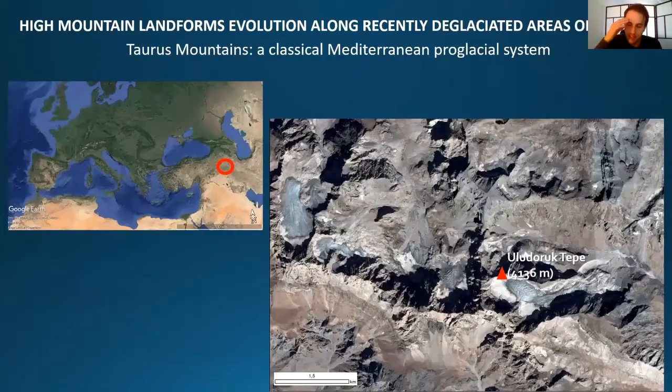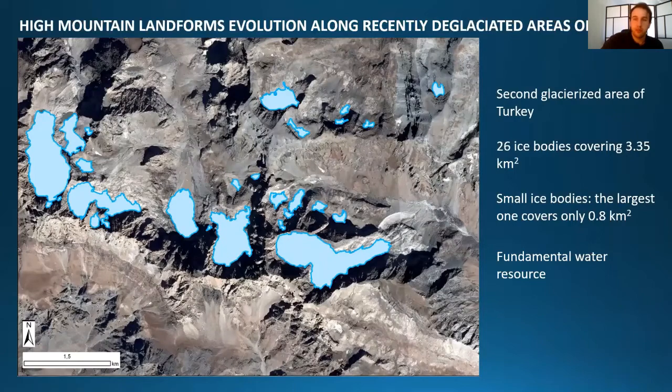But in Turkey, there are much quieter glacial areas. So we took into consideration this area that is close to Uluduruk Tepe, that is one of the highest peaks of Turkey, more than 4,000 meters above sea level, located between the boundaries of Iraq and Iran. This is the second glaciarized area of Turkey, with 27 ice bodies covering only 3 square kilometers. So there are small ice bodies, but they are very important because they are fundamental water resources in this area.